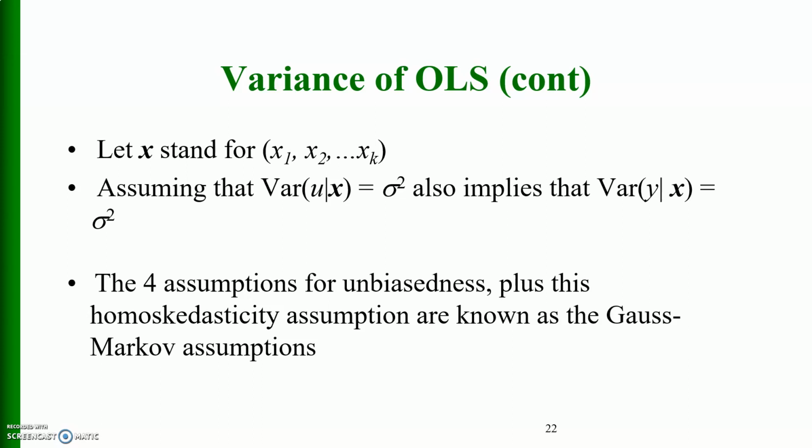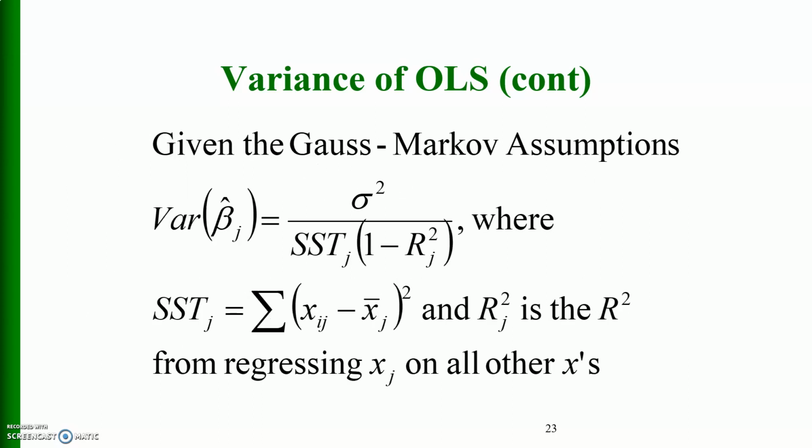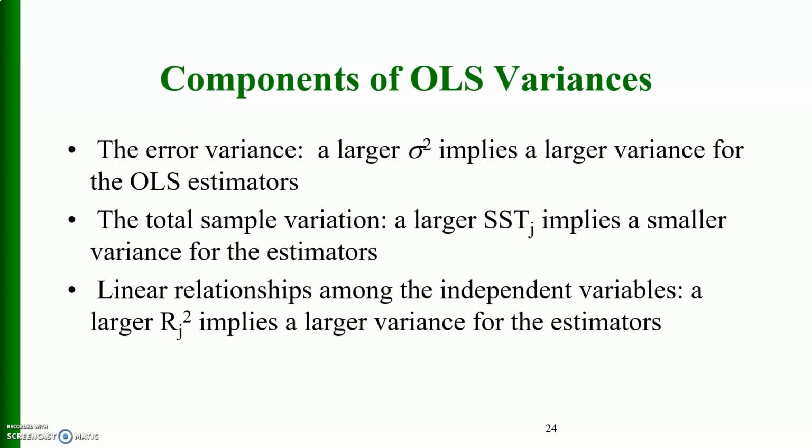The four assumptions of unbiasedness plus this homoskedasticity assumption are known as the Gauss-Markov assumptions. Given the Gauss-Markov assumptions, the variance of beta j hat is equal to sigma square divided by total sum of square into 1 minus Rj square, where total sum of square is equal to summation of xij minus xj bar square, and Rj square is the R square from regression of xj on all other x's. The error variance: a larger sigma square implies a larger variance for the OLS estimator. The total sample variation: a larger total sum of square implies a smaller variance for the estimator.